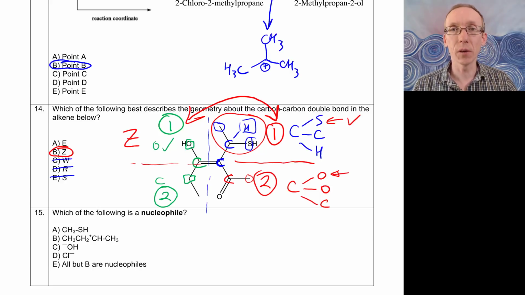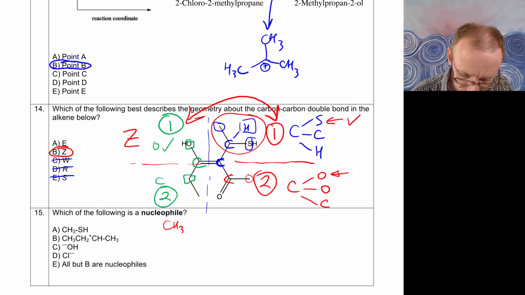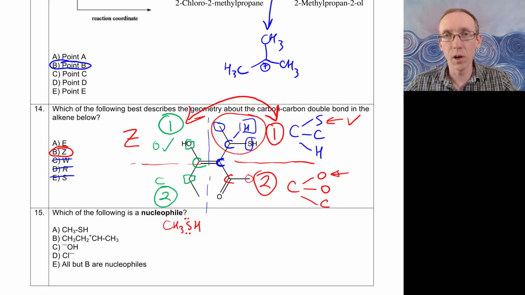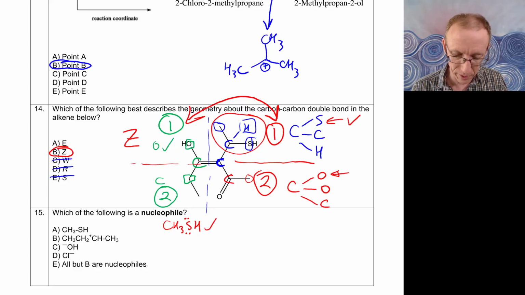Question 15. Which of the following is a nucleophile? So a nucleophile is something with excess electrons, and it's going to be seeking out a nucleus with a positive charge or a source of partial positive charge. So if we look at A, we've got CH3SH. Sulfur has lone pairs of electrons, and with it being one row below oxygen in the periodic table, it actually makes it more nucleophilic because it's more polarizable. It's holding on to its pairs of electrons less tightly. So it's actually a very good nucleophile, so that gets a tick immediately.